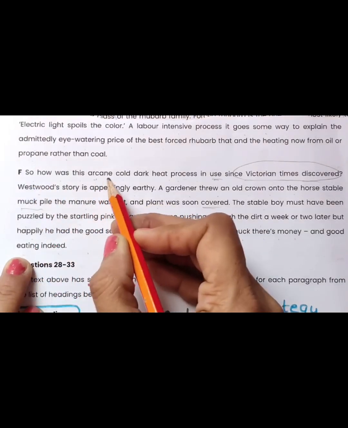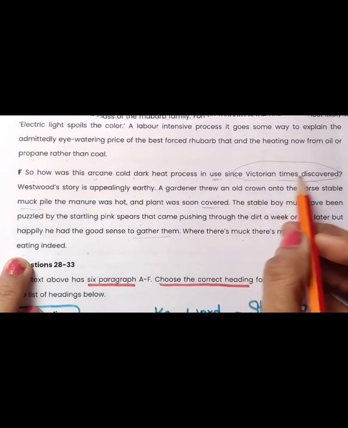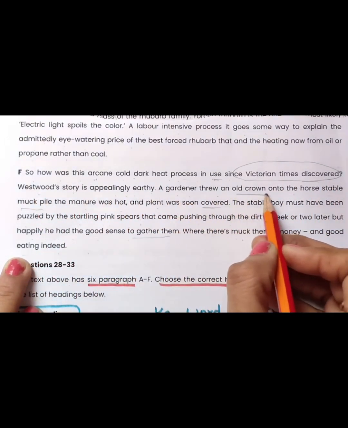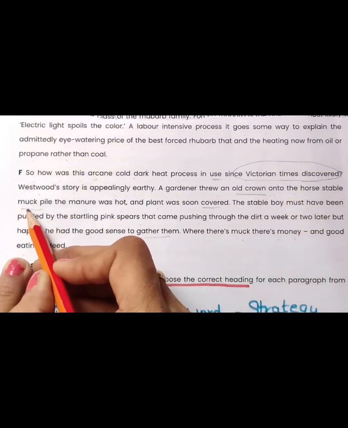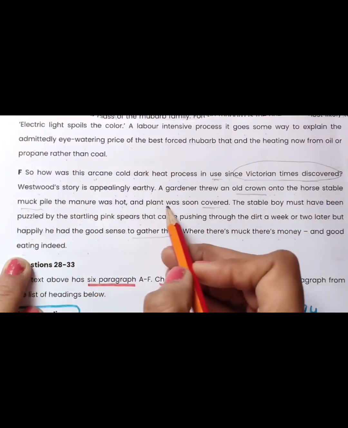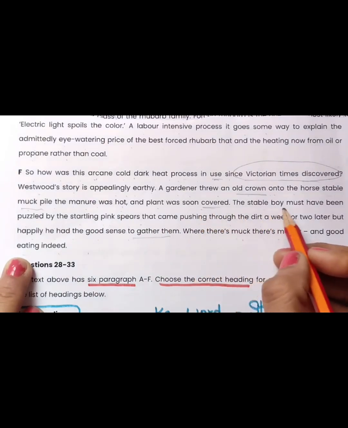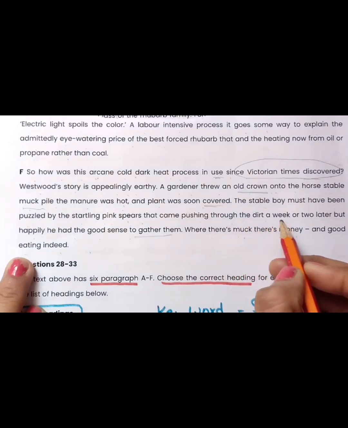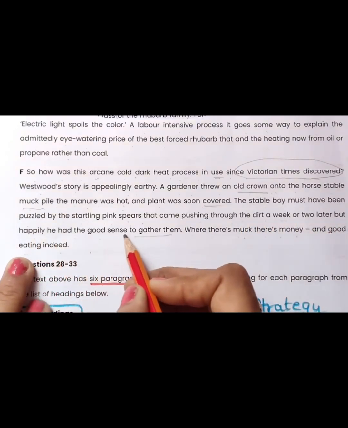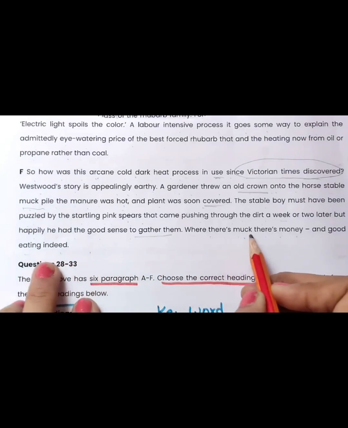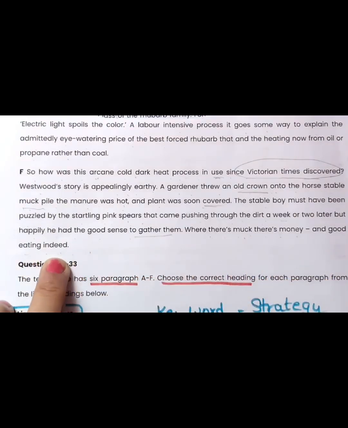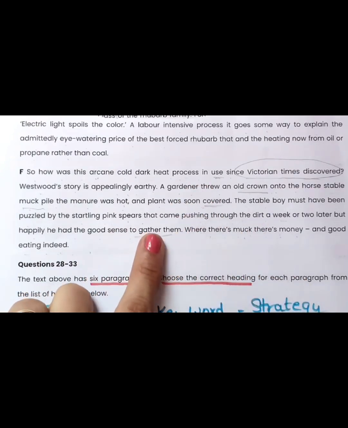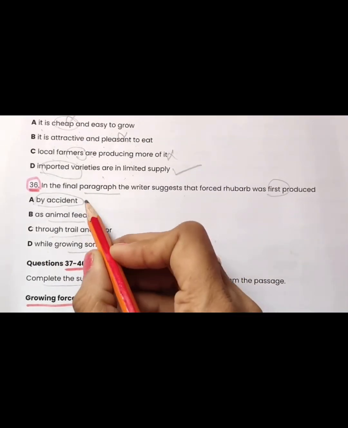So how was this arcane cold, dark, heat process in use since this time? Westwood's story is appealing. A gardener threw an old crown onto a horse stable muck pile, and the manure was hot and the plant was soon covered. The stable boy must have been puzzled by the startling pink shoots pushing through the dirt a week or two later, but happily he had the good sense to gather them. Where there is muck, there is money, and good eating indeed. So he was not trying to grow anything. Luckily, accidentally, it had happened with him. So we can select by accident.